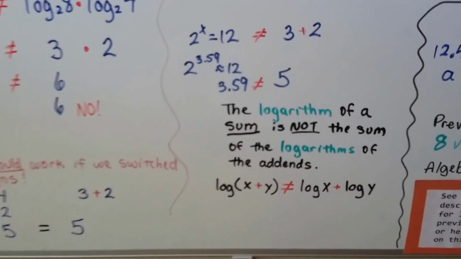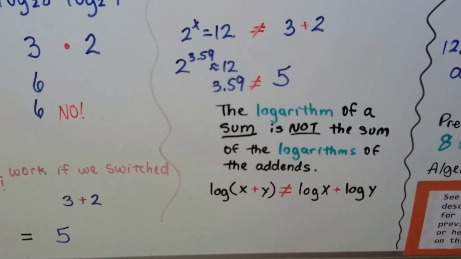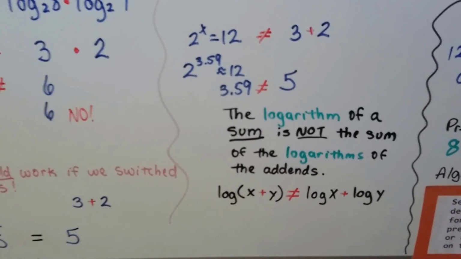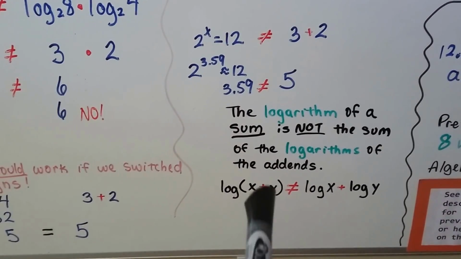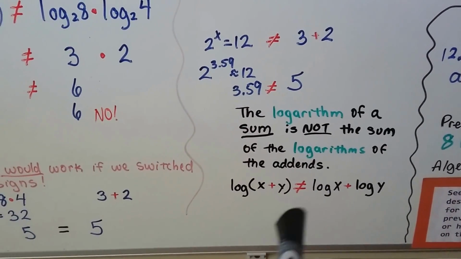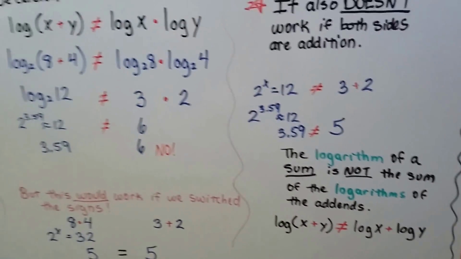The logarithm of a sum is not the sum of logarithms of the addends. It's got to be the product, okay? So it doesn't work if there's plus signs like this, okay? They're not equivalent, all right?